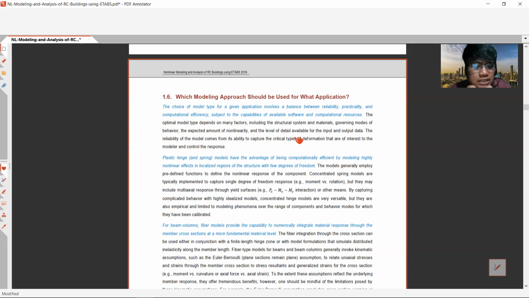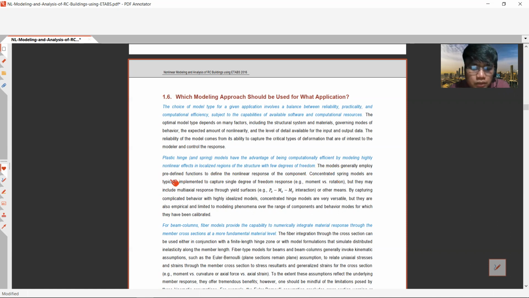Next naman is yung plastic hinge and spring models have the advantage of being computationally efficient by modeling highly nonlinear effects in localized region of the structure with a few degrees of freedom. Okay, so mas maganda daw yung plastic hinge modeling when compared to fiber modeling. Okay, yung models generally employ predefined functions to define the nonlinear response of the components.